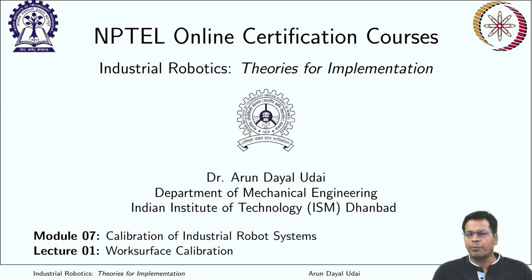This module is about calibration of industrial robot systems. Basically, these are the systems which are associated with the robot and its functioning in the workspace when it is implemented on the industry shop floor. So it is surrounded by many other automatic devices and systems which make the robot do its function well. Let us quickly look at what we are going to do in this class.